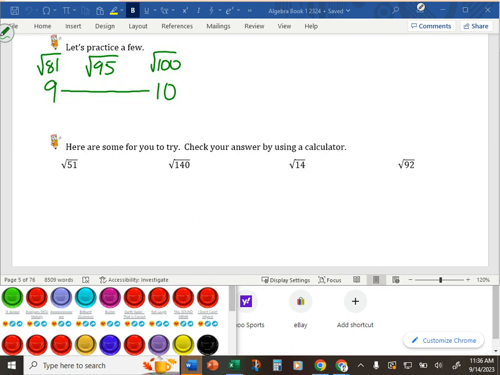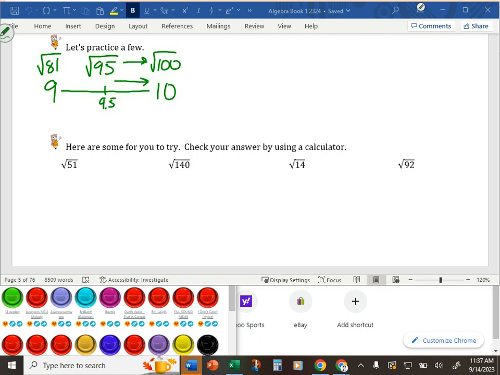Now, we can't just put 9.5. We're going to mark 9.5, but that's not our answer because 95 is not halfway between 81 and 100. Is the root of 95 going to be closer to 9? Is it on this side of 9.5? Or is it going to be closer to 10? Is it on that side of 9.5? It's closer to 10. And how do you know that? Because 95 is closer to 100. Exactly. 95 is closer to 100 than it is to 81, which means it'll be closer to 10 than it is to 9.